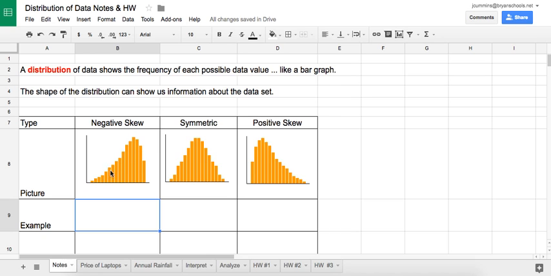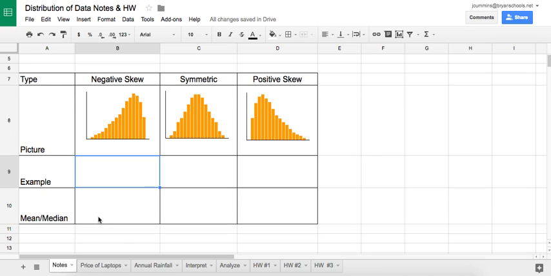This has a negative skew. It's called a negative skew because it has a tail towards the left. In a negative skew, most of your values are a little bit higher, but you've got some lower ones that are pulling it down.